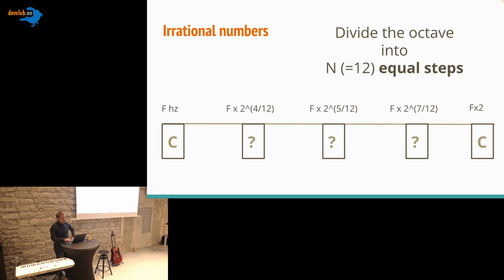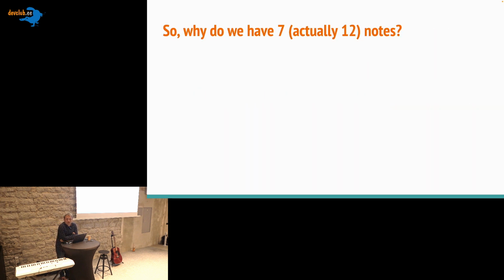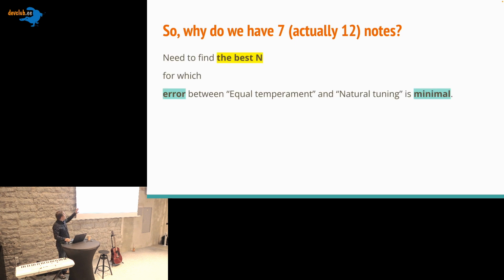Okay, and getting back to the final question. Why do we have 7 or 12 notes? As I said, in the natural tuning, theoretically, we could have any number of notes. We were not limited. But in equal temperament, when we divide the octave into n steps, n notes, we need to find the best n. It's basically a mathematical exercise: how to find the best n, 12, for which the error between our equal temperament and natural tuning would be minimal.